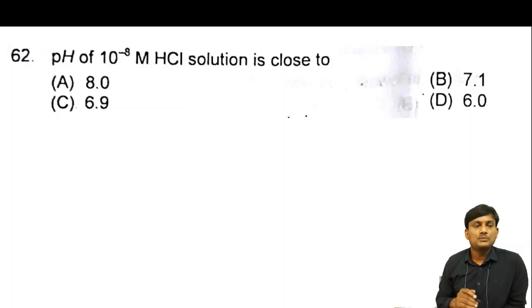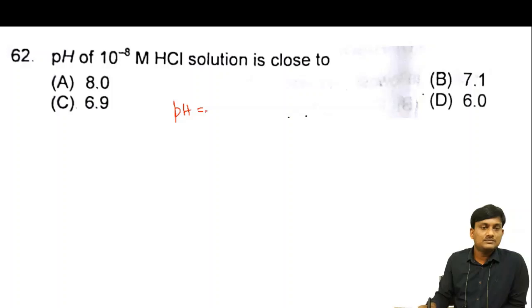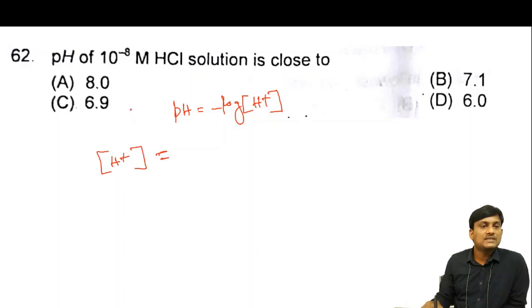pH of 10 to the power of minus 8 molar HCl solution is close to. Generally we use pH is equal to minus log concentration of H plus. But here, what is the concentration of H plus? Here you will get H plus from HCl solution. Obviously the concentration of H plus from HCl will be 10 to the power of minus 8 molarity.